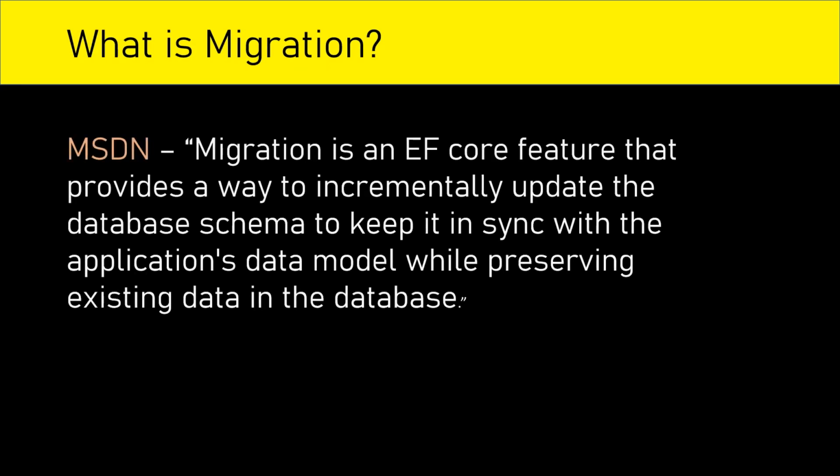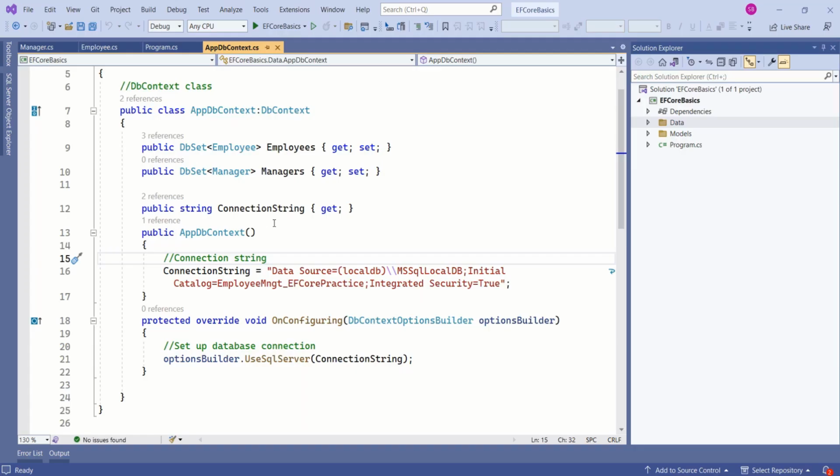As per MSDN, migration is an Entity Framework Core feature that provides a way to incrementally update the database schema to keep it in sync with the application's data model while preserving existing data in the database. Let's understand this in a simpler way. Let's take an example and understand migrations.